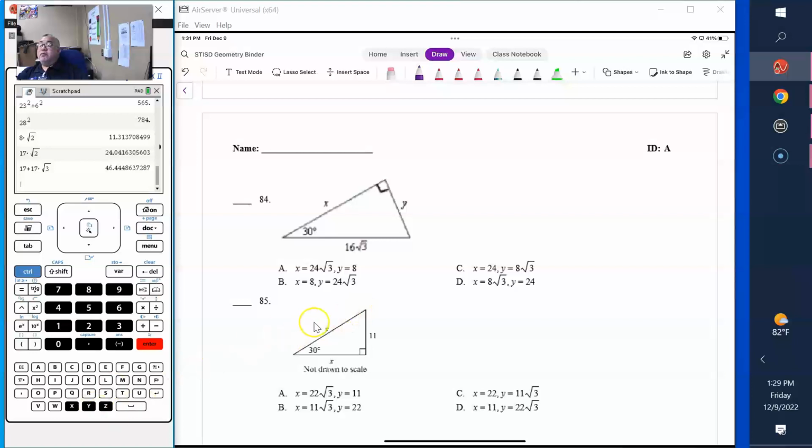Okay, 84. This is 30. This is 60. 90. This is the shorter side. Oh, this right here is a hypotenuse. So 16 divided by 2 is 8, so the shorter side is 8. This is the shorter side, so it's going to be half of the hypotenuse. And this one is 8 square root of 3 times the square root of 3, which is going to give you 8 times the square root of 9, which is equal to 8 times 3, which is 24.